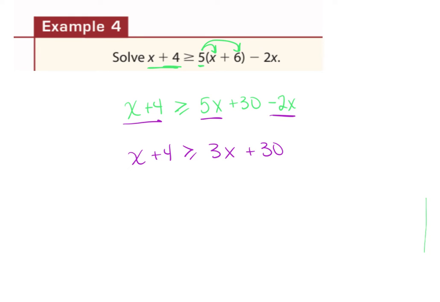It really doesn't matter which side you move it. With inequality, sometimes people like keeping all their variables on the left and all their numbers on the right just because it's easier when you start graphing them. But it doesn't matter. You can move them to whichever side you want. It will be the same.